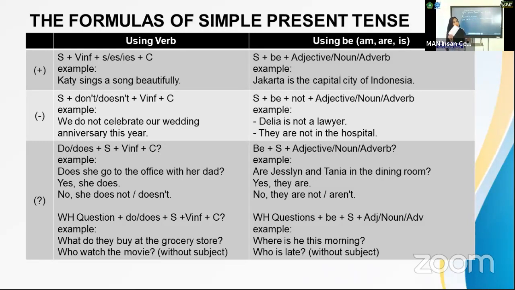Because after simple present tense, you are going to learn about simple past tense, and it will use the verb two, and then you have to check it at the list of regular and irregular verbs, so I suggest you from now to have the list of that kind of verbs. Yeah, you may download it at Google. Okay, and now, subject plus verb infinitive. So what is the difference between using verb and using to be? For example, using verb.